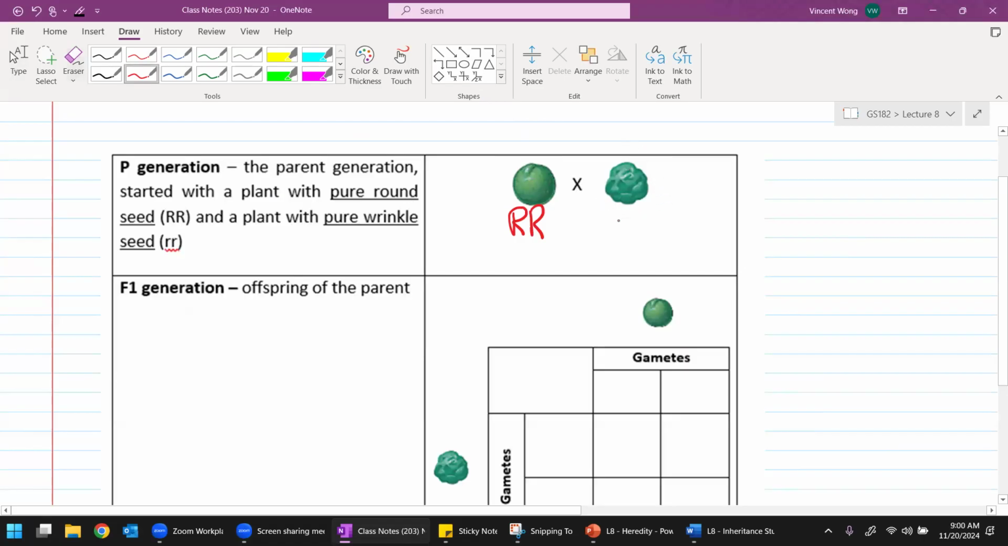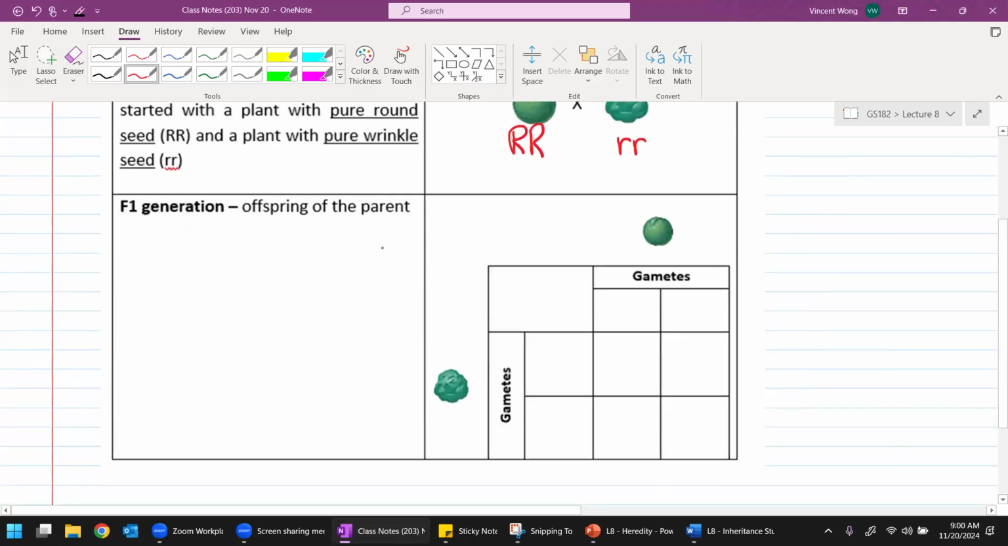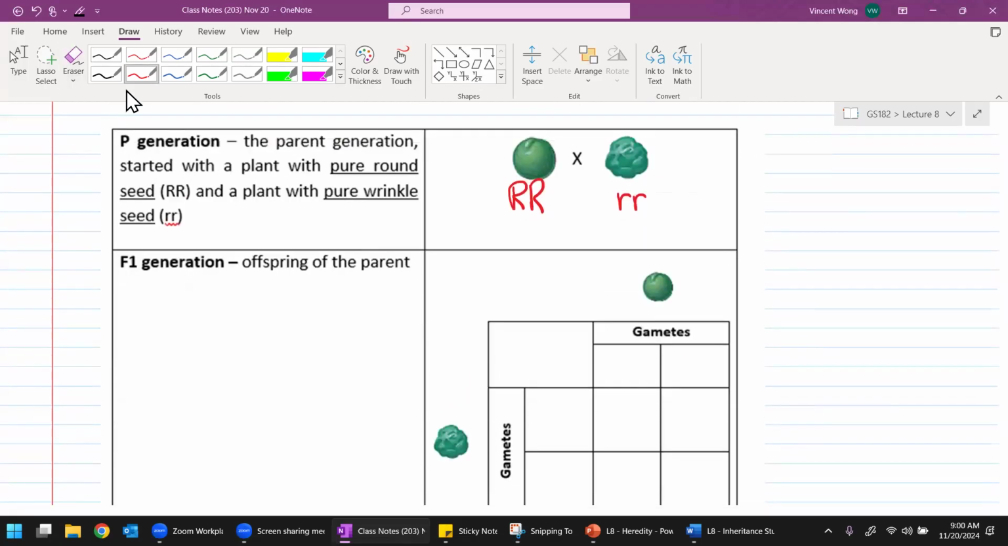And then over here, it is small r, small r. Okay. So again, when he did it, he didn't know which one is dominant. So it could have been the other way around. It could have been small r here, and big R, right? In his mind, okay? But since we know round is dominant over wrinkle, we're gonna write it properly like that. So that's called the P generation, P for parent, okay?